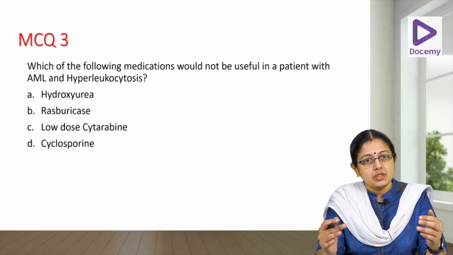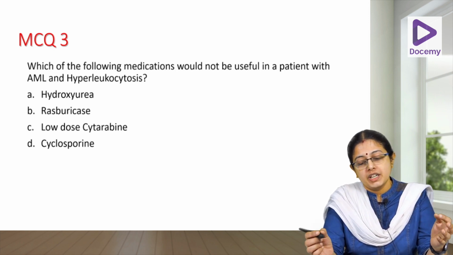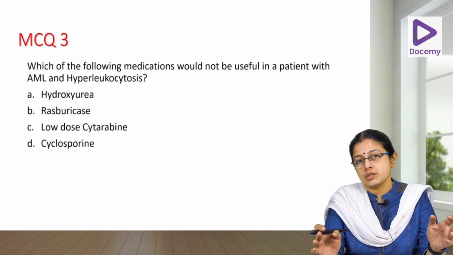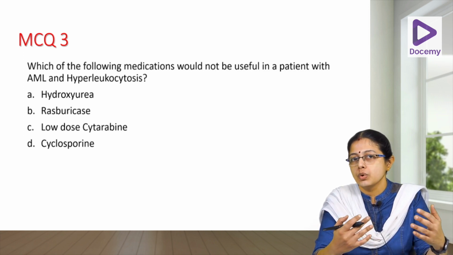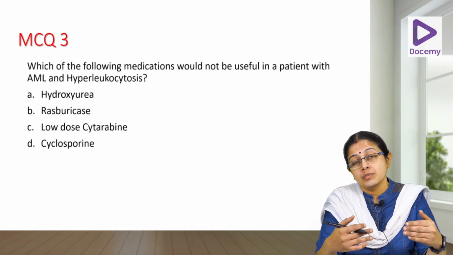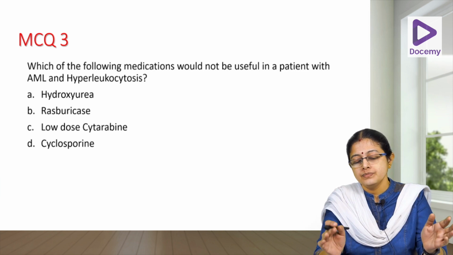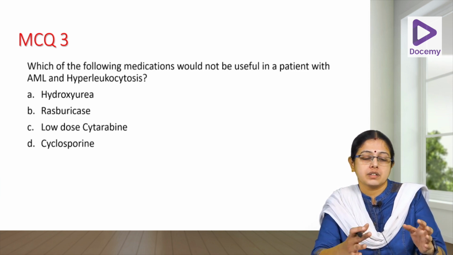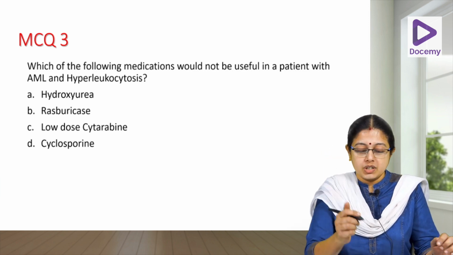Now, coming to MCQ number 3: which of the following medications would not be useful in a patient with acute myeloid leukemia and hyperleukocytosis? Hyperleukocytosis means the WBC count is more than 50,000, more than 1 lakh, and the counts are in lakhs. So which among these medications are not useful in hyperleukocytosis?